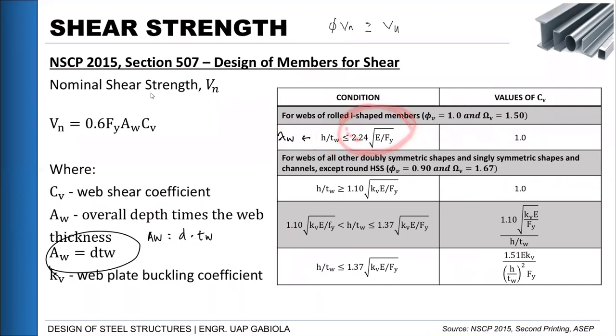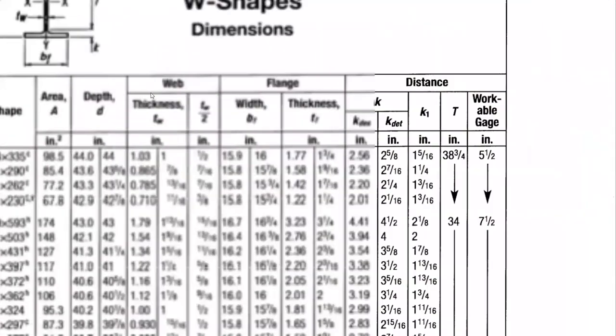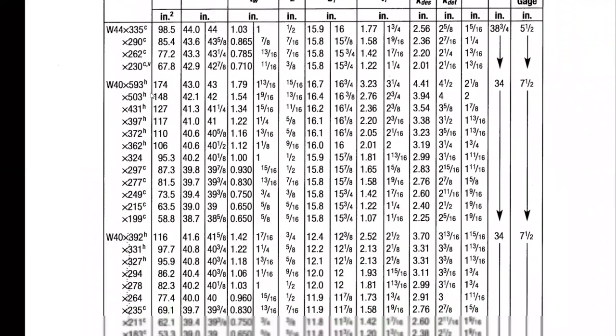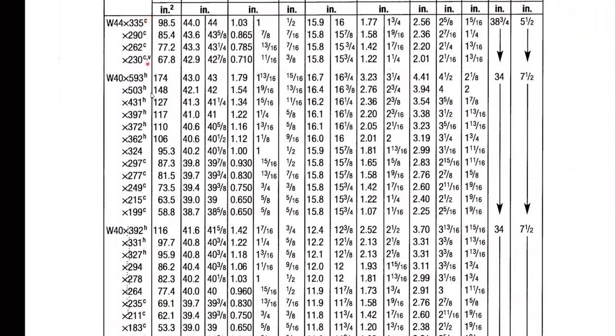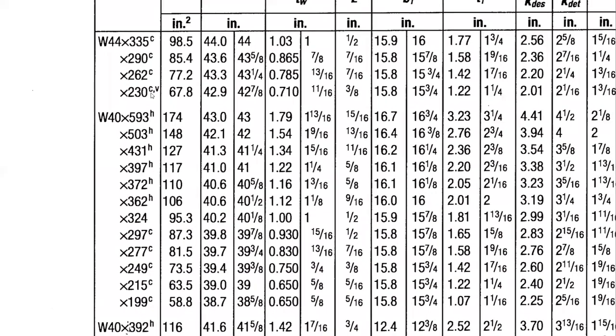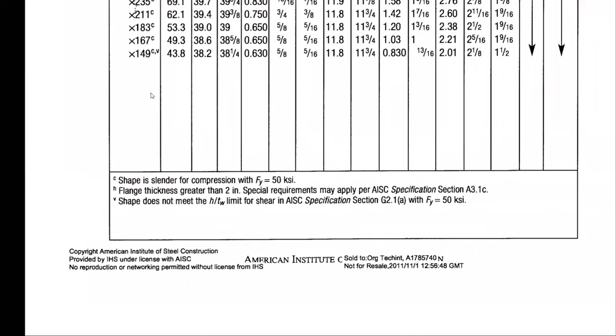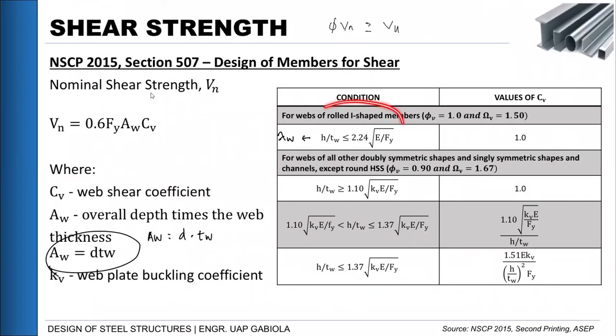Kaya papansin ninyo, pag bumalik kayo dito sa W-shaped table, okay, meron kayong makikitang mga superscript dun sa mga sections natin. Let's say for example to, yung W44 by 230, meron siyang superscript na C at V. Okay? So, pag tinignan nyo sa baba, sa bottom, meron siya nakalagay dito V. Shape does not meet the h over tw limit for shear.